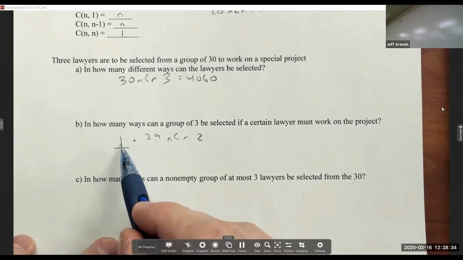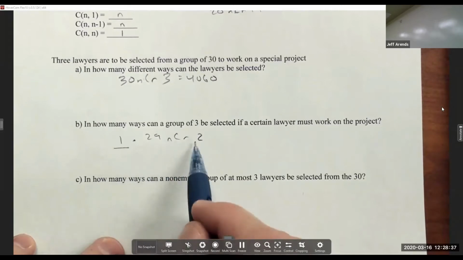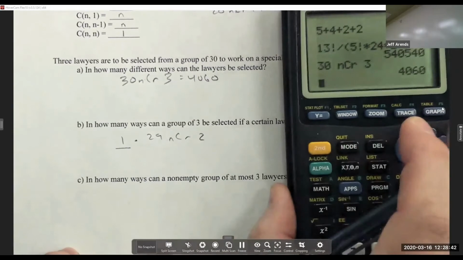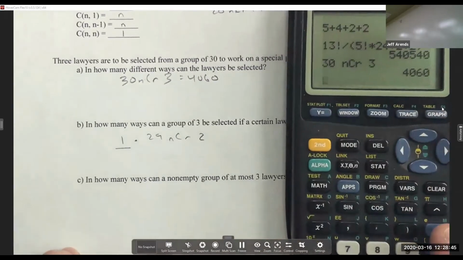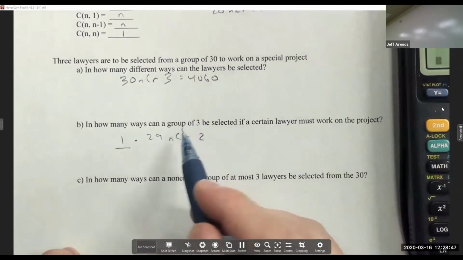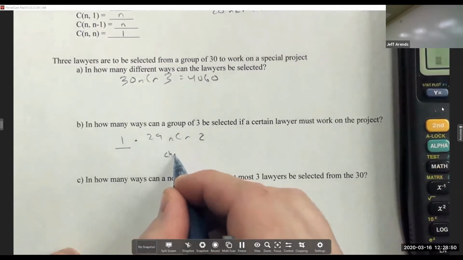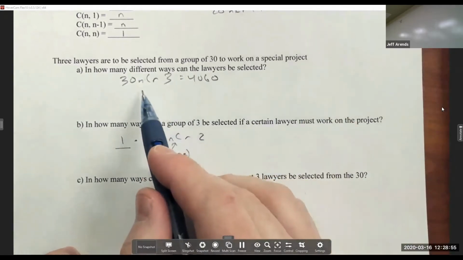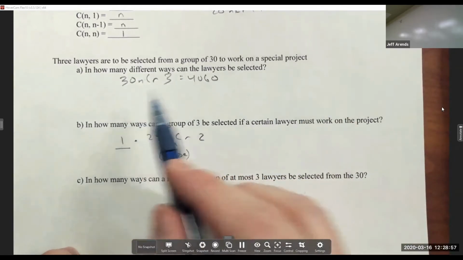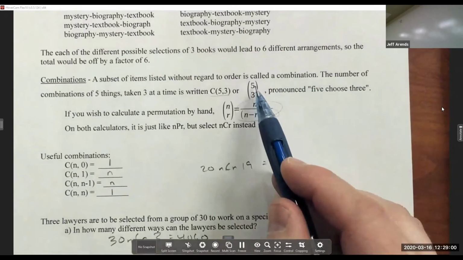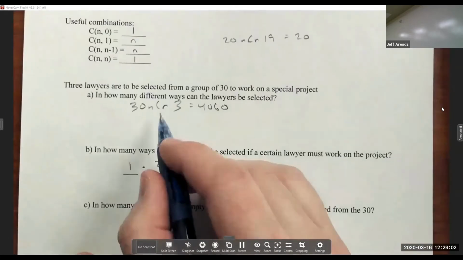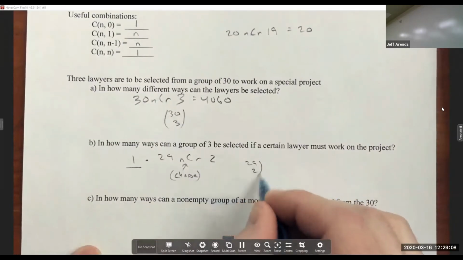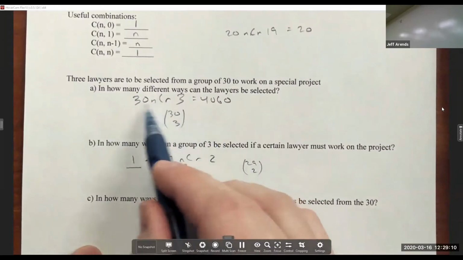So the one person is fixed. But we still have, from the remaining 29 lawyers, we can still choose 2. So that's going to be 29 nCr 2. In fact, when we're doing combinations, it's helpful to say this word as choose. nCr is choose. And actually, a lot of times when people are doing these combinations, you'll notice I have the notation up here. This would be 5 choose 3. So this one, if I was to write that, this would be 30 choose 3, or this would be 29 choose 2. I'm doing it this way with nCr because that's how you plug it into your calculator.